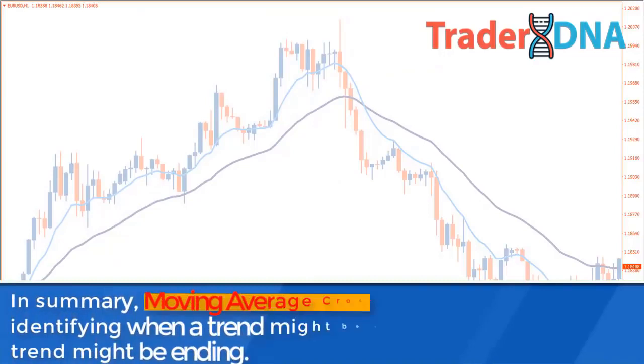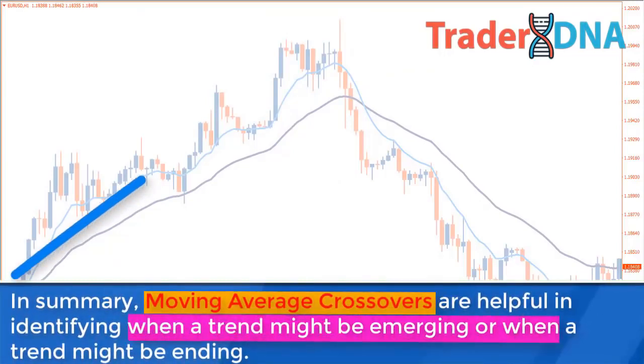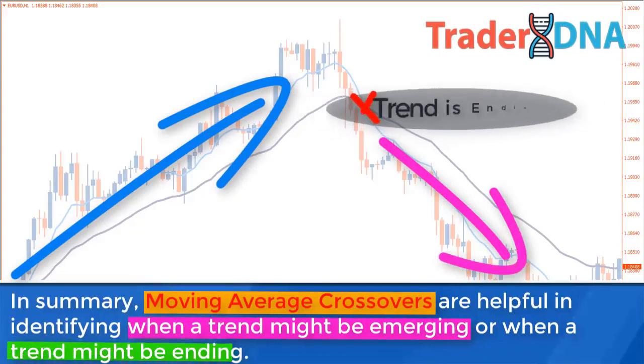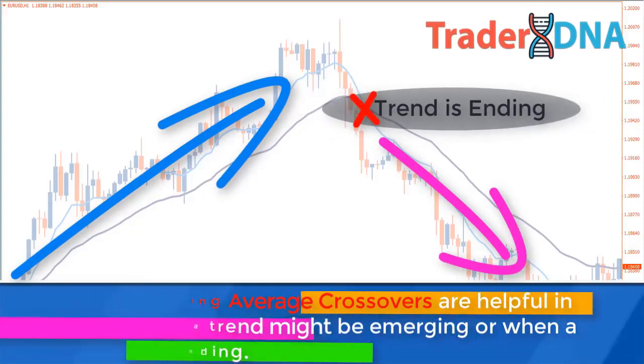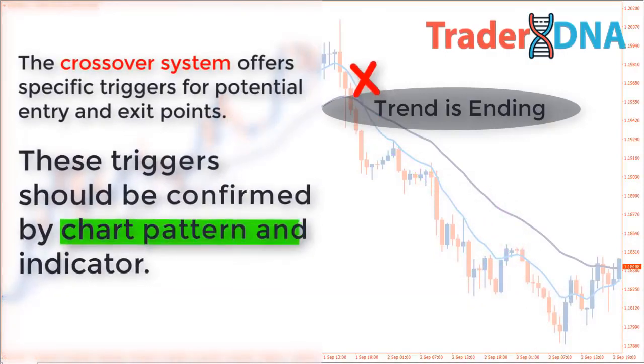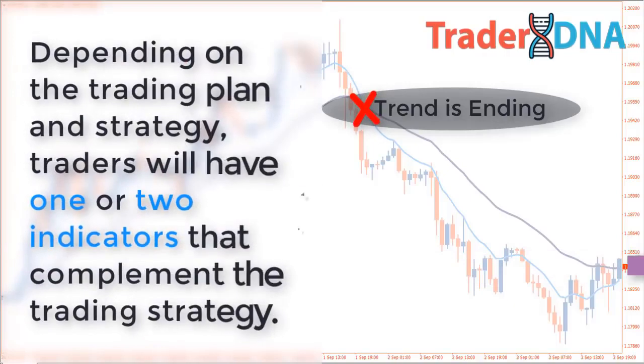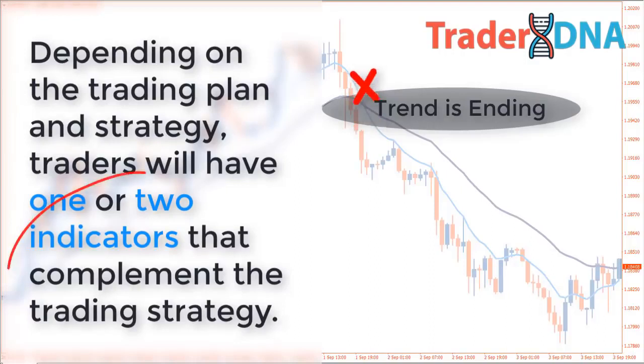In summary, moving average crossovers are helpful in identifying when a trend might be emerging or when a trend might be ending. The crossover system offers specific triggers for potential entry and exit points. These triggers should be confirmed by chart pattern and indicator. Indicators assist traders in confirming high probability trades. Depending on the trading plan and strategy, traders will have one or two indicators that complement the trading strategy.